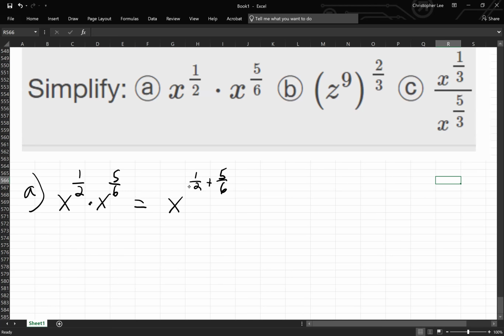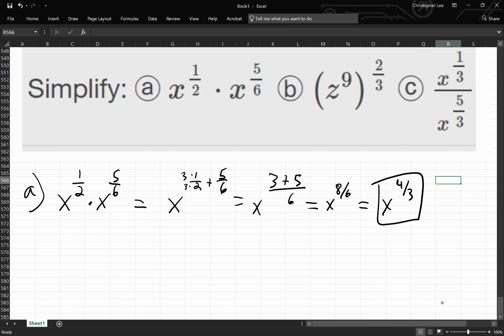LCD, we know that's 6. So I'm going to multiply this by 3. What I do to the bottom, I do to the top. So this becomes 3 plus 5 over 6, which is 8 over 6. So x to the 8 over 6, which we know will be reduced down to x to the 4 over 3. And that's it. Questions on this, anybody?